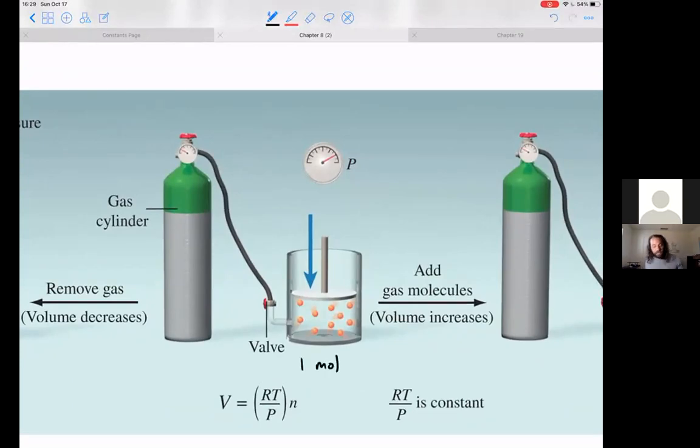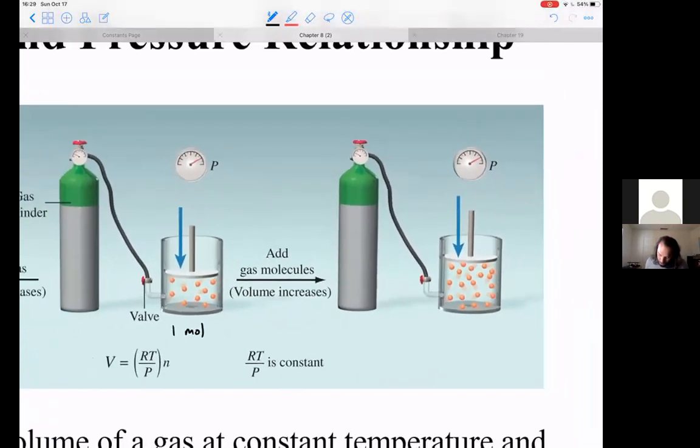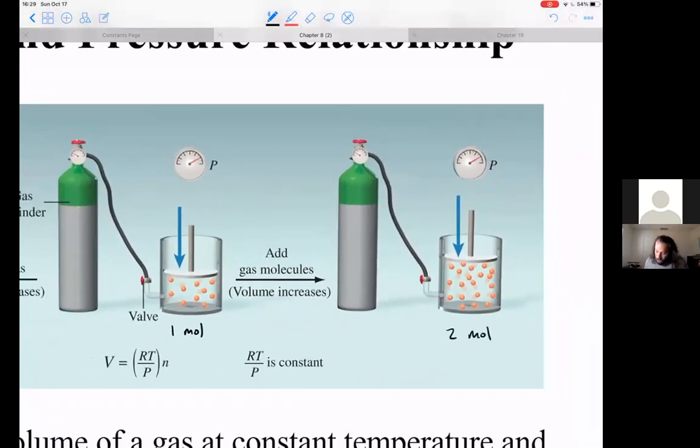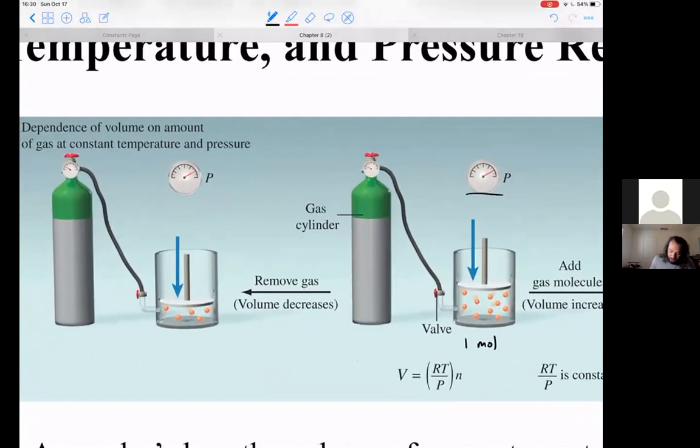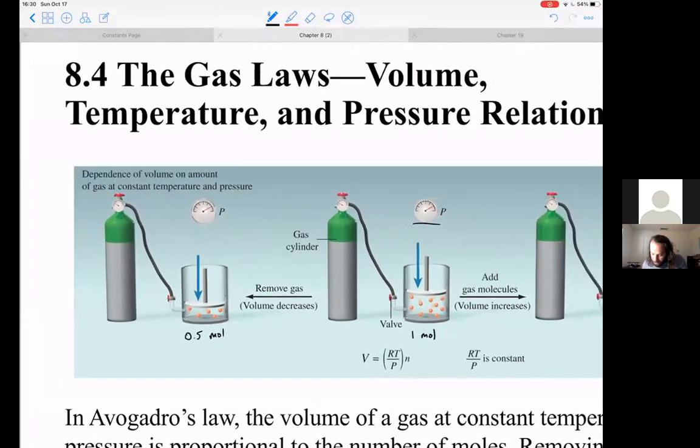If I increase the number of moles of gas in that container, so I double it to 2 moles, I'll also double the volume. And again, this is at constant pressure, so the pressure isn't changing here. Likewise, if I remove moles of gas, going from 1 mole to half a mole of gas, I'm going to decrease the volume. I'm going to cut that in half.